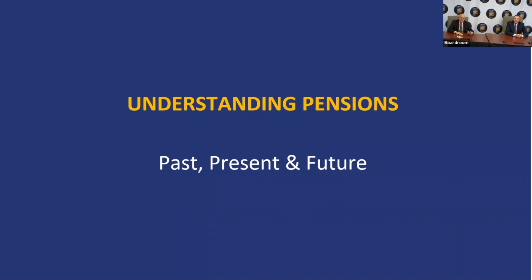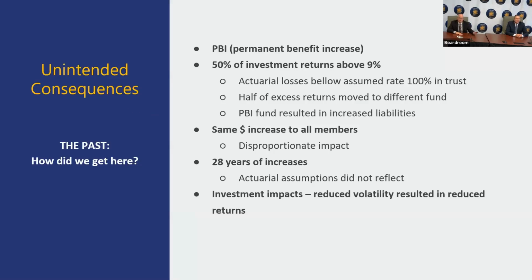And to get there, we need to go through the past, how we got here with the current unfunded liabilities, what's been taking place in the present, and then what the options are as we go forward into the future. Some of the unintended consequences of the past that help to create the situation we're in right now. The largest one is the PBI, the permanent benefit increase. Essentially the way the PBI functioned was 50% of the investment returns above 9%. So anything above 9%, half of that would be taken out of the trust.